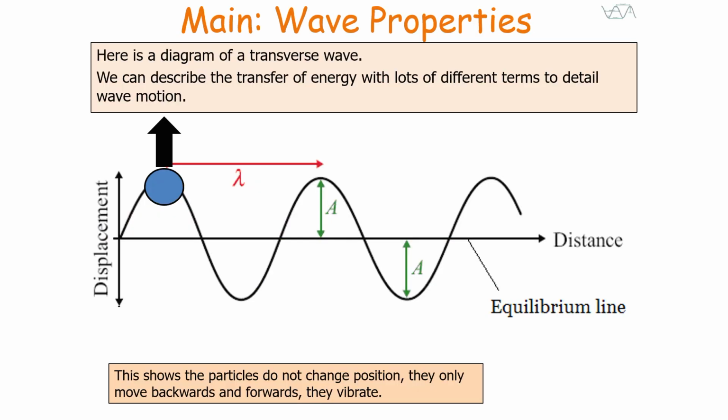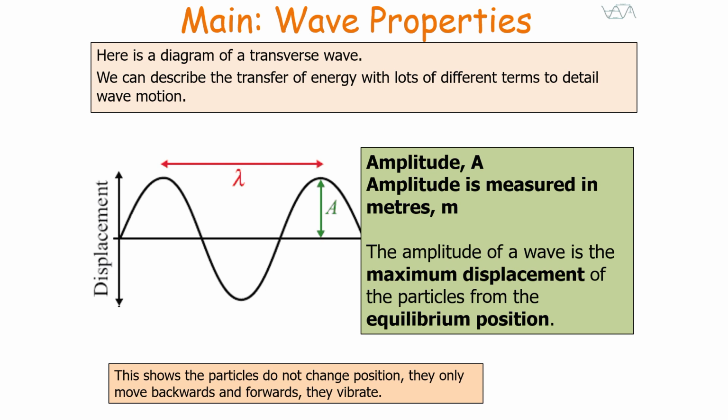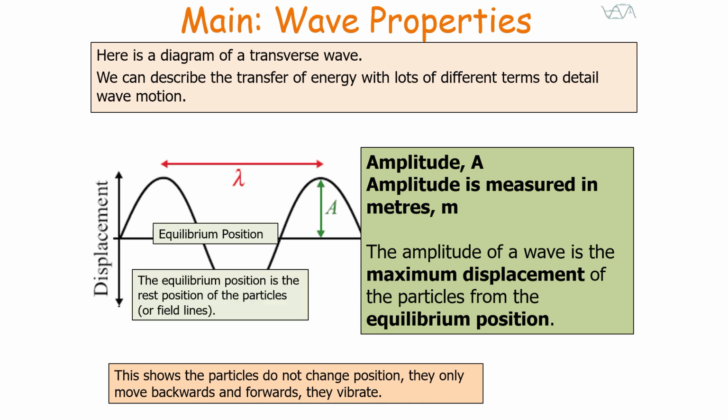Now, here we've got a diagram of a wave, and we can describe the transfer of energy with lots of different terms to detail wave motion, but it's very important to indicate in this diagram that the particles don't change position, rather they're vibrating backwards and forwards. So the first term we can consider is amplitude, which is measured in meters. So amplitude is the maximum displacement of particles from the equilibrium position, which is shown here on our diagram. So the equilibrium position is the rest position of the particles, or the electromagnetic field lines.